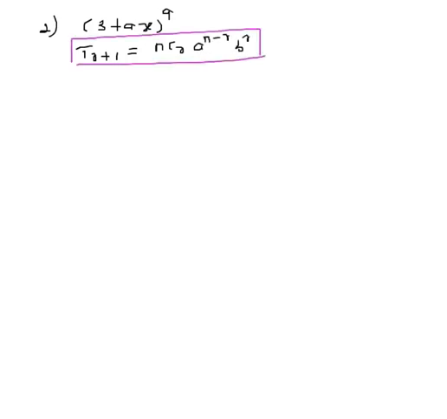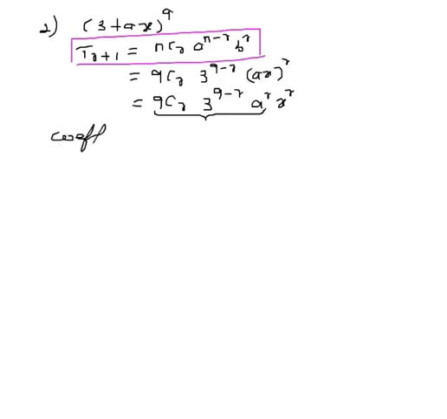Second question, find a if the coefficients of x^2 and x^3 in the expansion of (3 + ax)^9 are equal. We need not write the whole expansion. We will use the general term formula. T(r+1) is nCr, a^(n-r), b^r. Let us substitute for n, a and b. n is 9, a is the first term and b is the second term. So this can be written as 9Cr, 3^(9-r), a^r and x^r. So the coefficient of x^r is this.